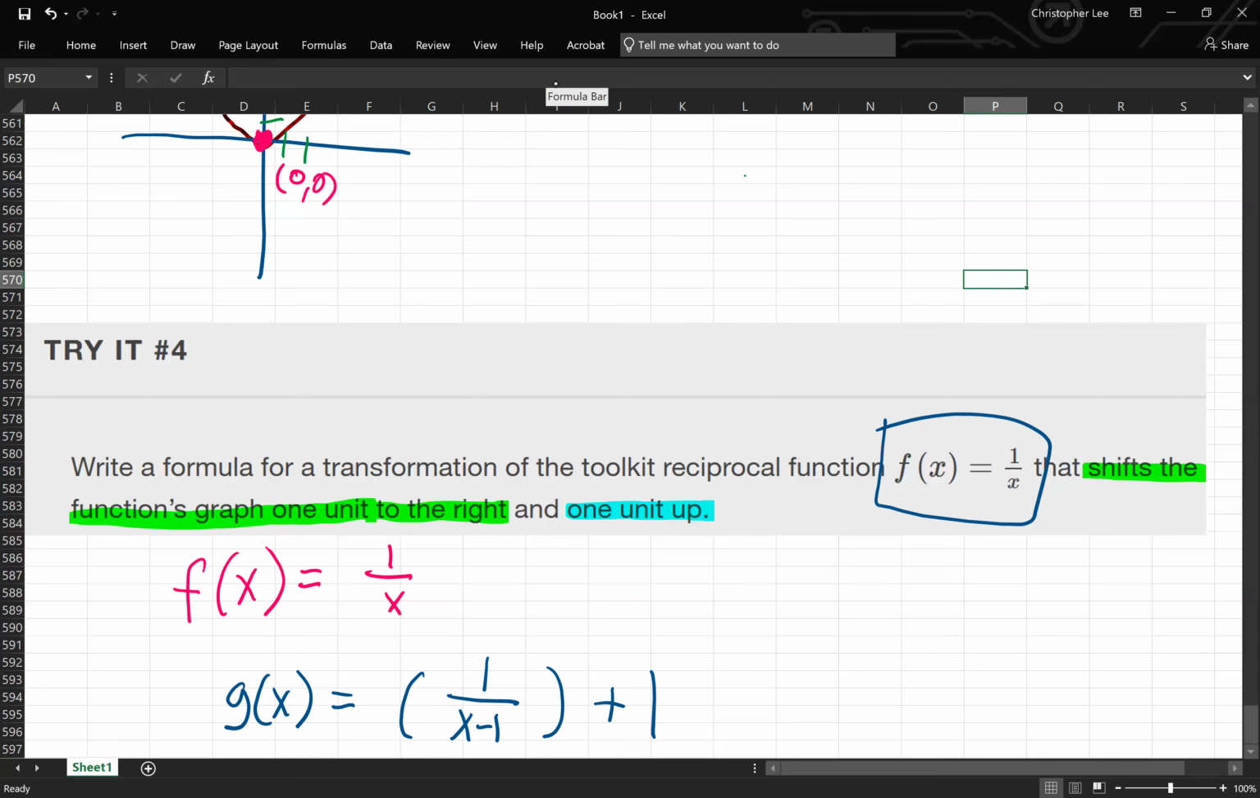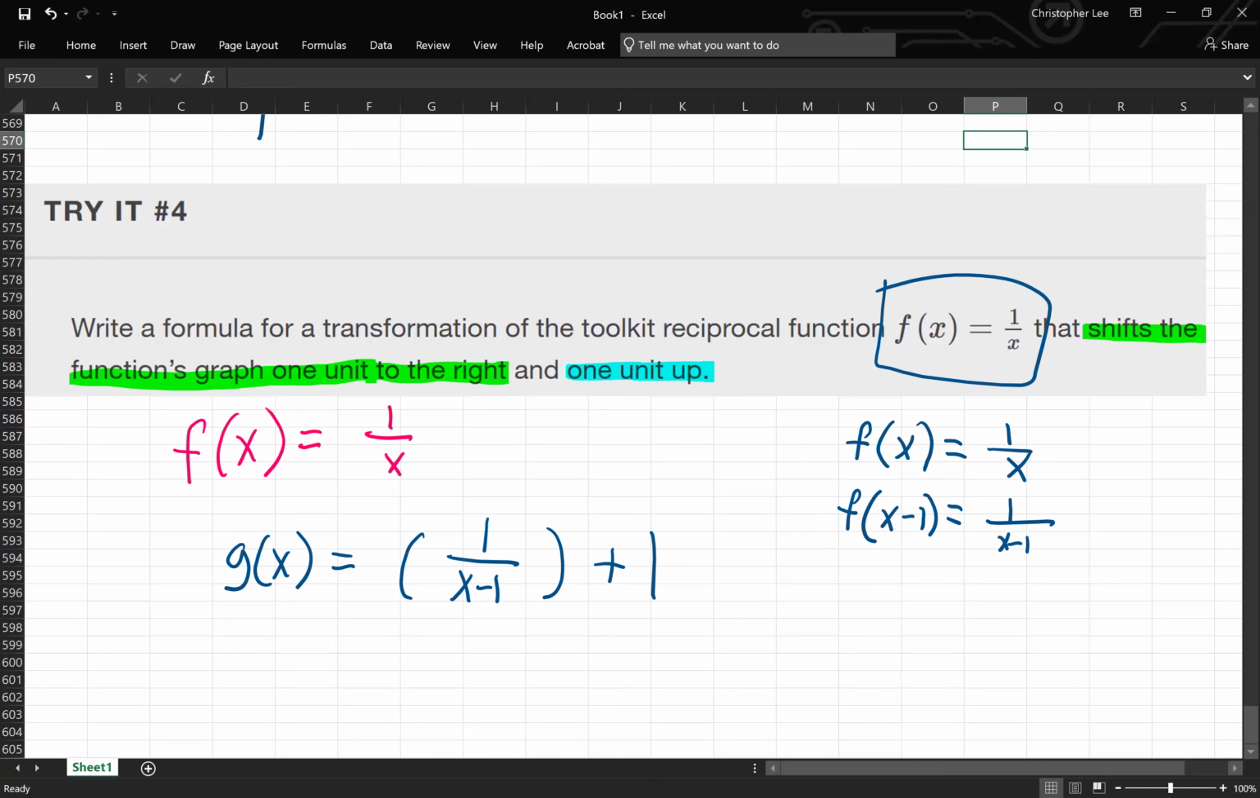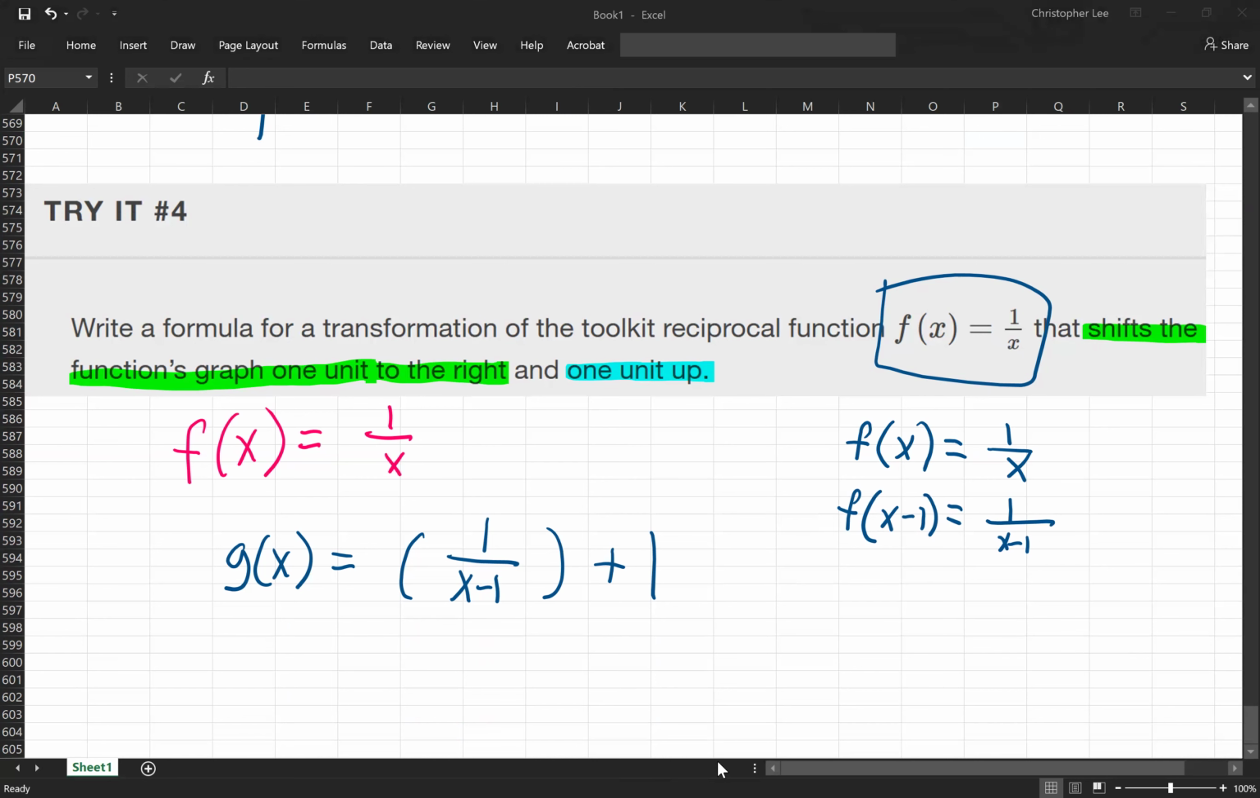I don't know if this helps, but you know that this is f of x equal to 1 over x, right? And if I'm shifting it to the right, that's going to be f of x minus 1. So I would just plug that in. This becomes 1 over x minus 1. I don't know if that helps. Same idea. The changes apply to x. We're only changing x, that's what we can change. Right.